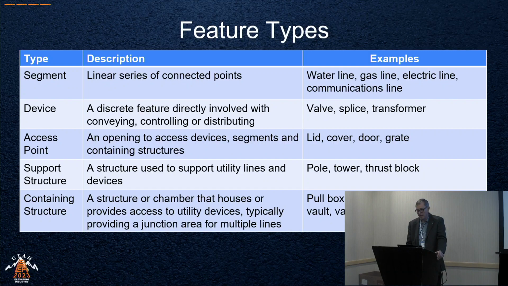A device is not a linear feature, so it's something that's discrete, that's directly a part of the utility, like a valve or a transformer. Access point, these last ones are kind of intuitive. It's a point where you can access the utility, a cover, a door, that sort of thing. Support structures, something that's used to support the utility line or a device, a pole, a thrust block, and a containing structure, something that houses or provides access to those, a pole box or a valve box.